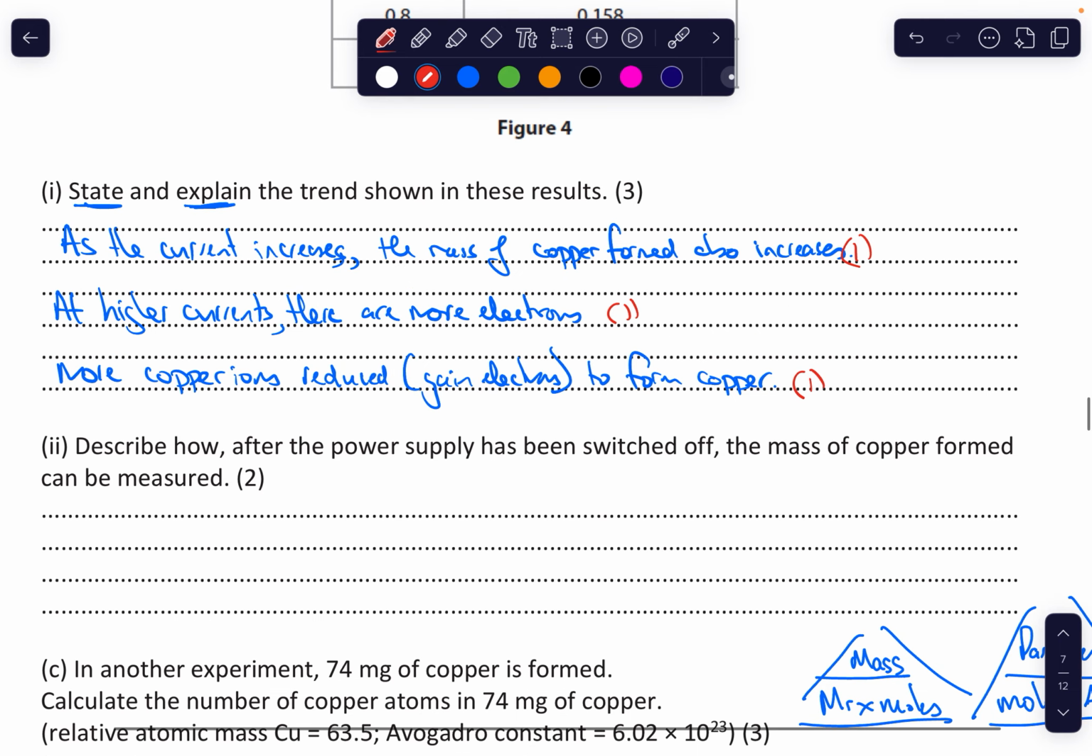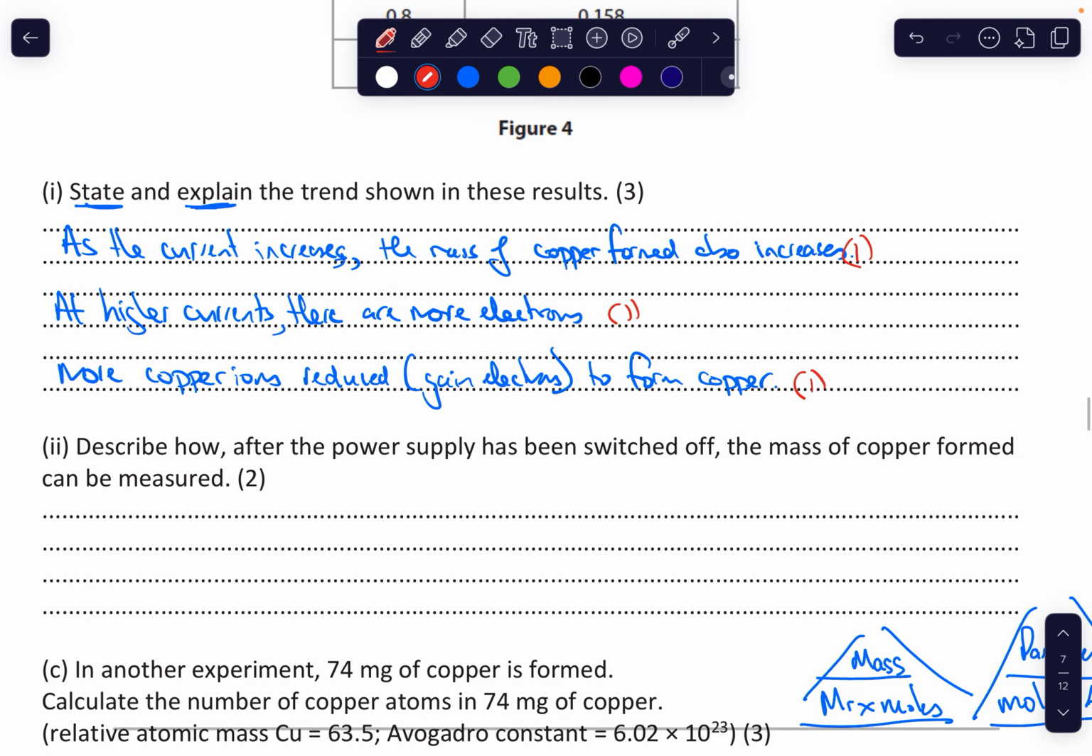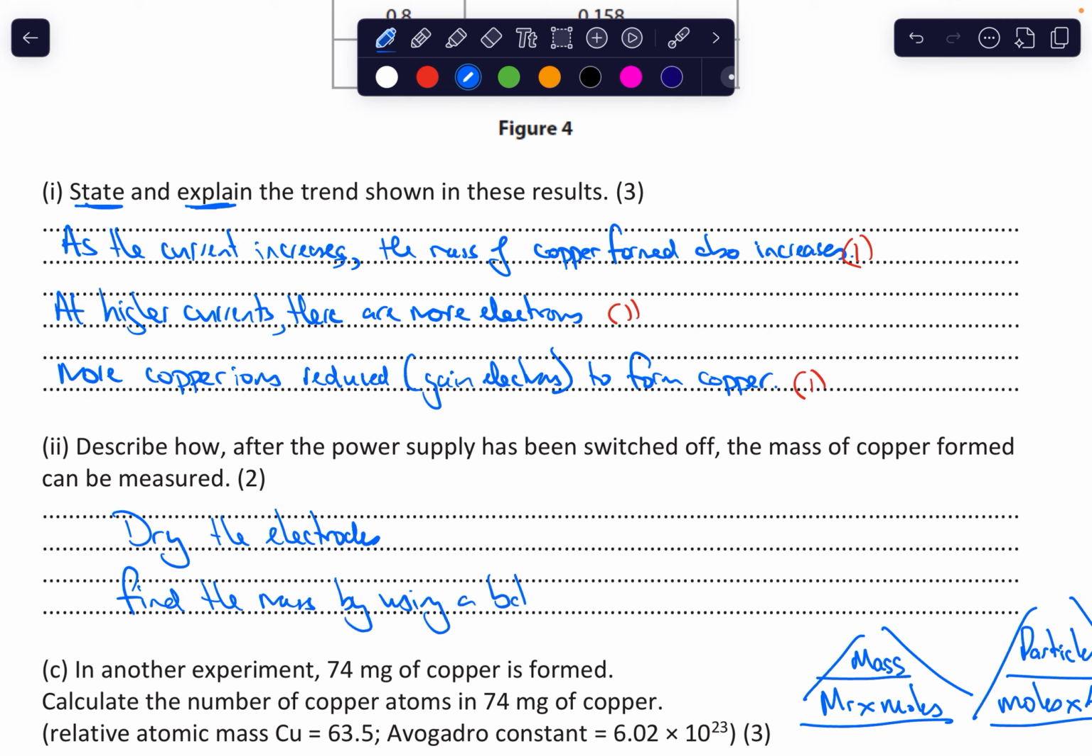Okay, describe how after the power supply has been switched off, the mass of copper can be measured. Okay, so what you've got to do here, first of all, you would have to dry the electrodes, and then find the mass by using a balance. So it's 2 marks in total, 1 mark for each of those 2 statements.